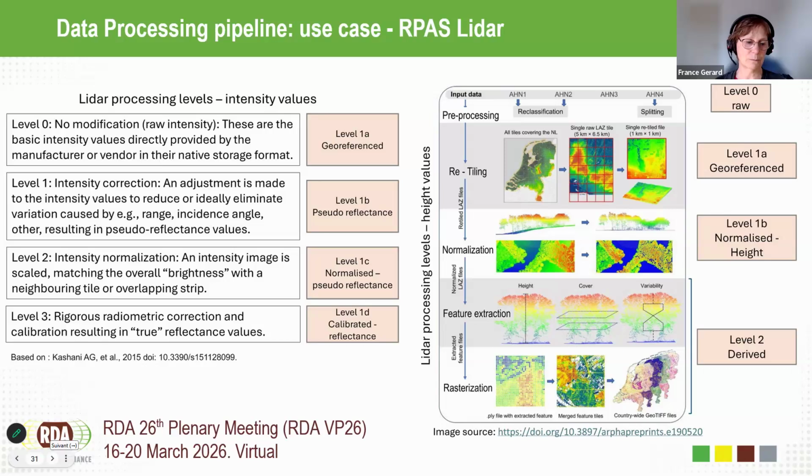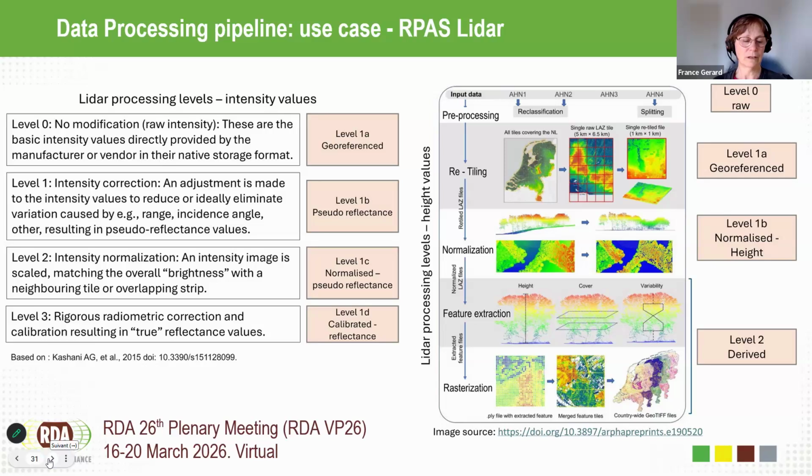But as you can see here, this is from a document, this is aircraft LiDAR, but it applies to drone LiDAR as well. You can actually have different levels within this pre-processing calibration part of the pipeline. You can start off with the georeferenced data and then do a pseudo correction, an intensity correction that's more of a dealing with the range incidence angle, but it's not actually reflectance.